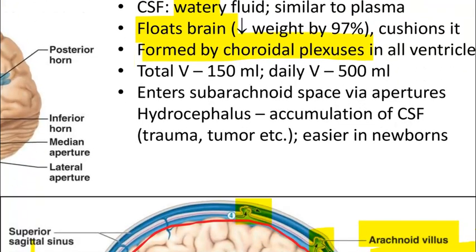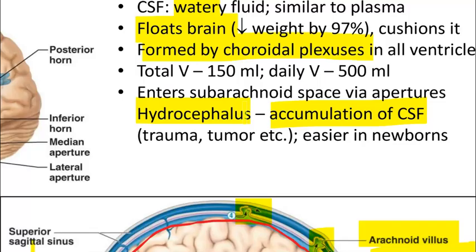If there is some kind of an obstruction of an arachnoid villus, cerebrospinal fluid is going to accumulate around the brain. And this condition is called hydrocephalus. Now, hydrocephalus, think about what happens. When cerebrospinal fluid accumulates, it starts exerting pressure on the brain. So, newborns tolerate hydrocephalus better than adults. Can someone propose why?